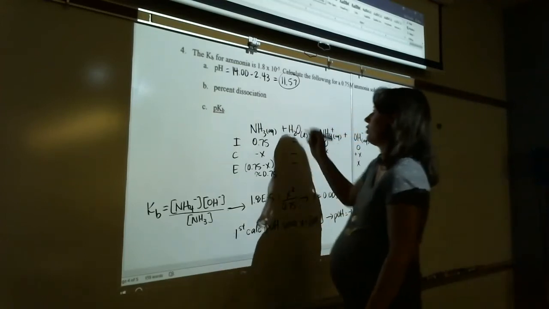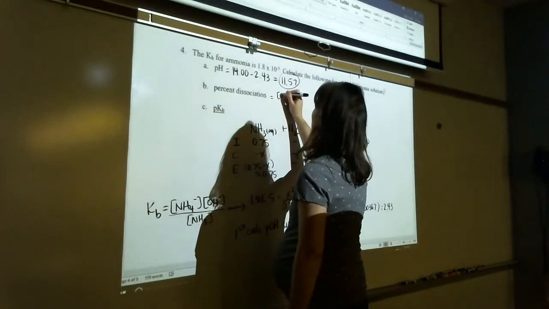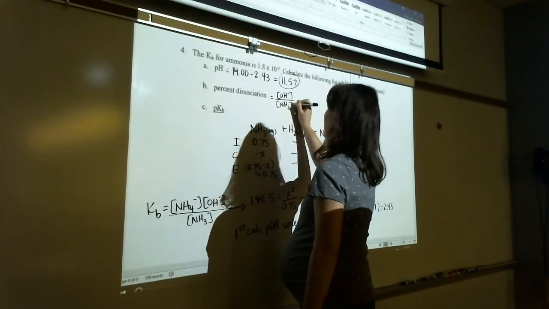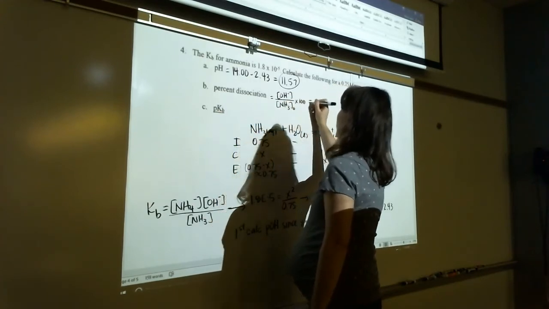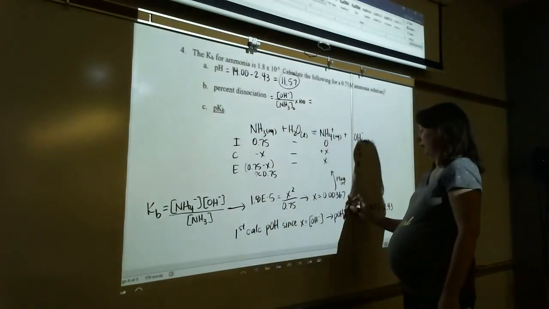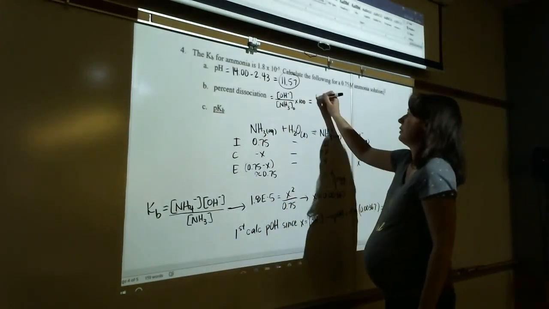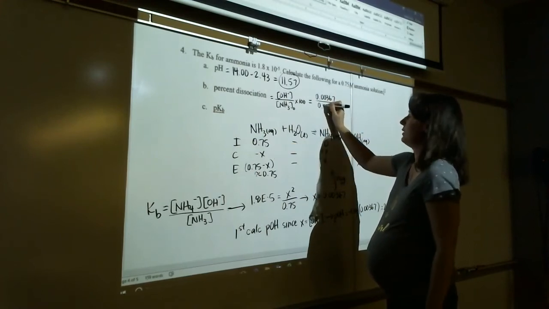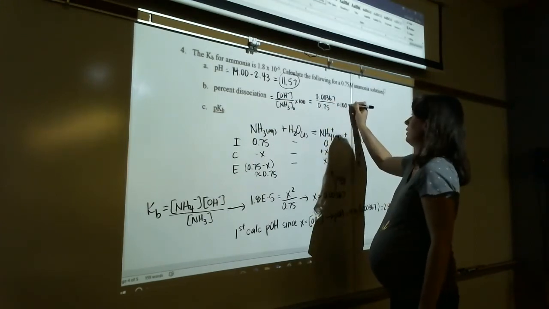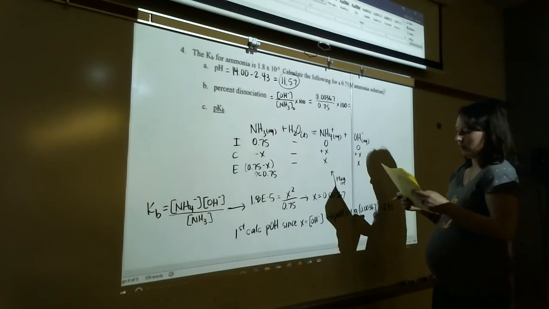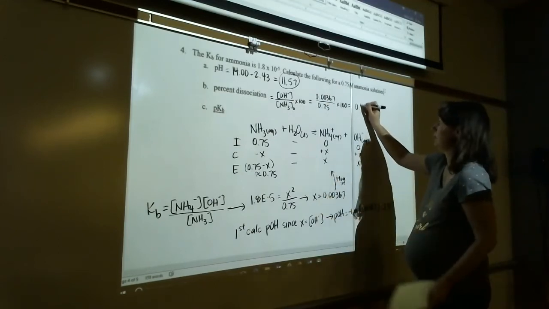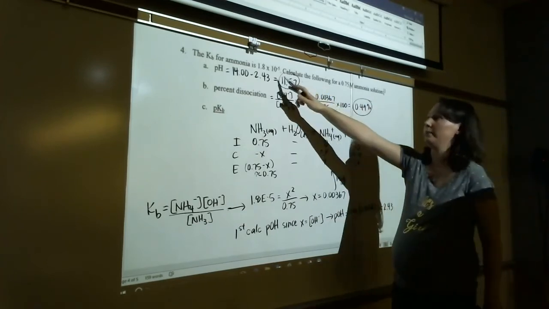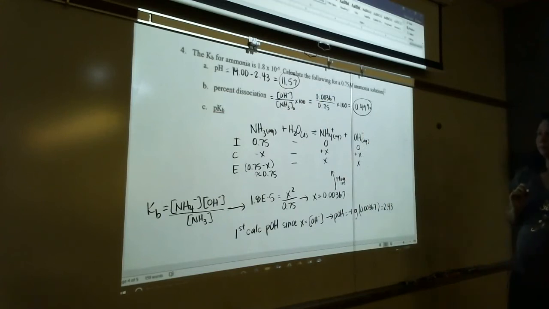All right, for percent dissociation, it works the same way. So that's going to be concentration of hydroxide at equilibrium over NH3 initial. So plugging in our value here for X, 0.00367 divided by my initial value, 0.75 times 100, 2 sig figs. I got 0.49%. And this is a weak base. It's got a pretty small Kb, so that makes sense for that percent dissociation.